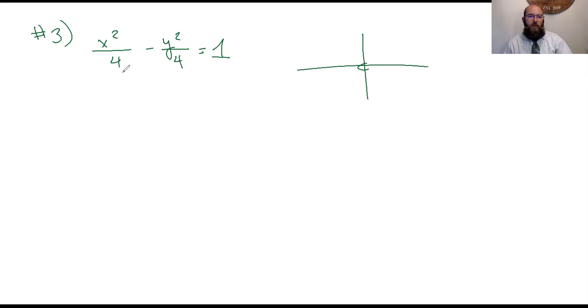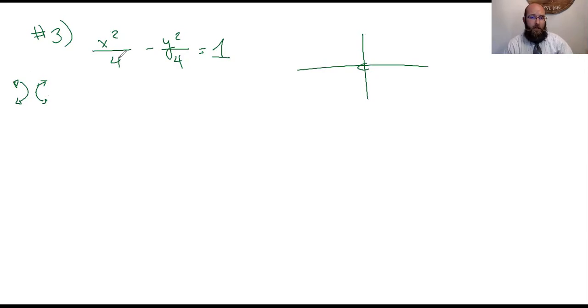The next thing we have to note is x is the first term. So that means I'm going to be a left and right style hyperbola and not an up and down style hyperbola. You can look at that from all the way at the beginning. The next thing that I need to look at is my denominators. They tell me a lot of information, just like they did with the ellipse.